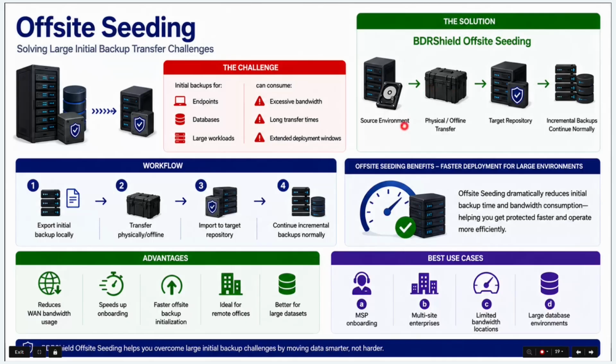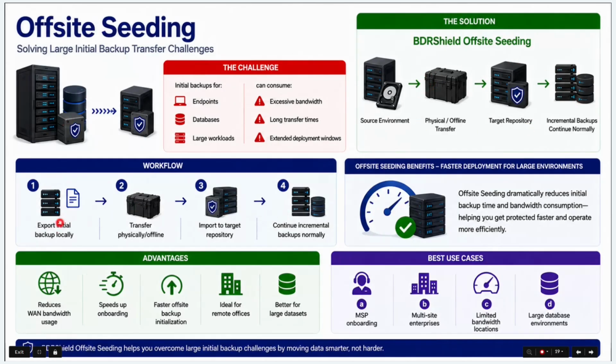So as you can see here, from the source environment, you write the data to a disk or a pen drive, whatever it is, and you ship that to the offsite location, that is your target location. On the offsite DR server, you just plug in that disk, and it will take the full backup from that, and afterwards from the backup server only the incremental backups will be replicated to the offsite server. So this is the seeding process.